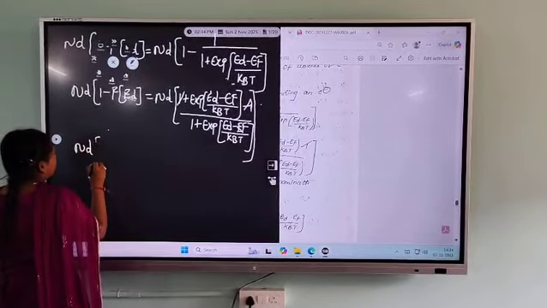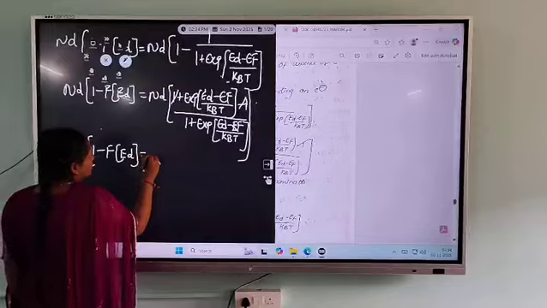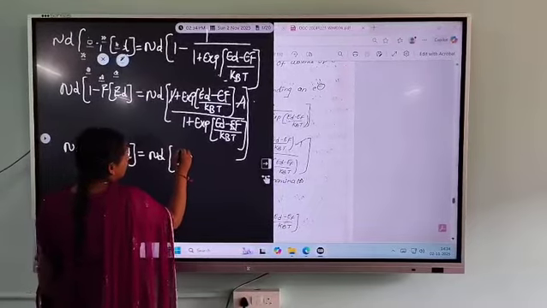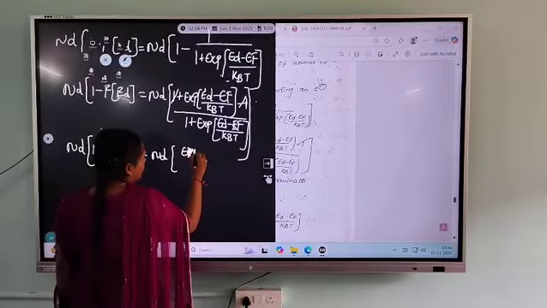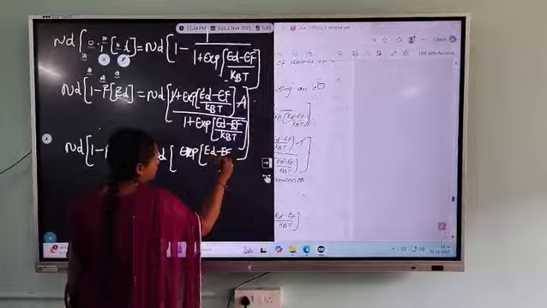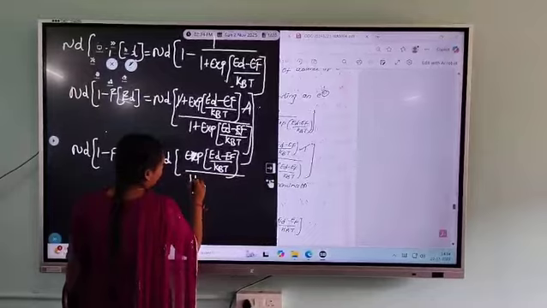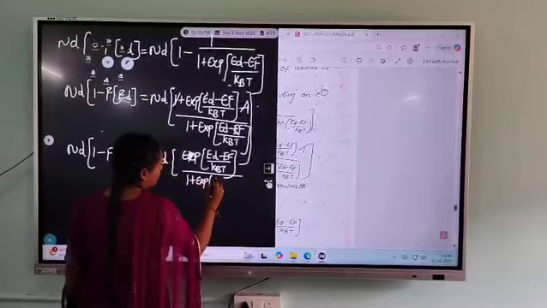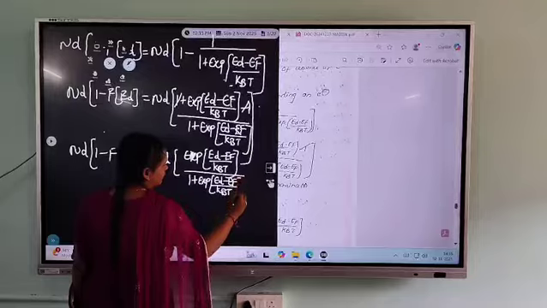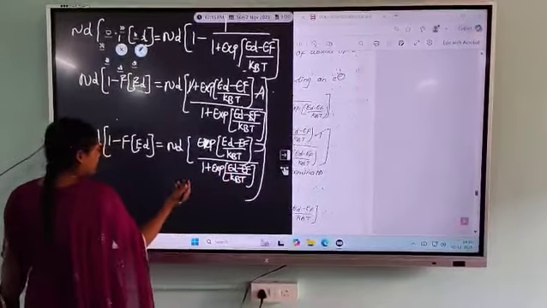We get Nd into 1 minus F of Ed is equal to Nd into exponential of Ed minus Ef by kBT by 1 plus exponential of Ed minus Ef by kBT. Next we neglect the exponential of Ed minus Ef by kBT in the denominator.